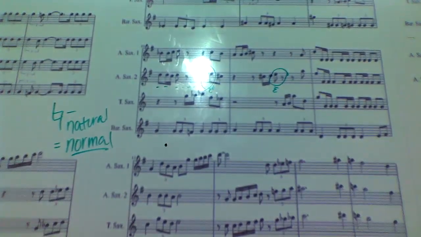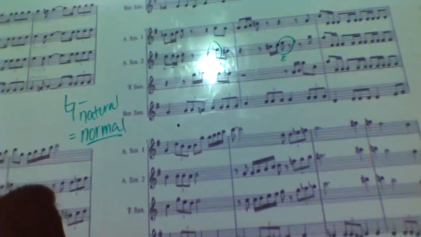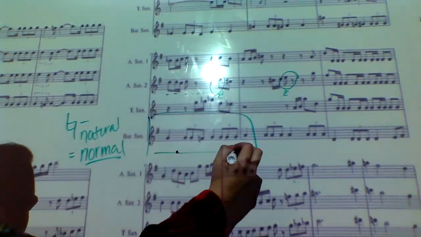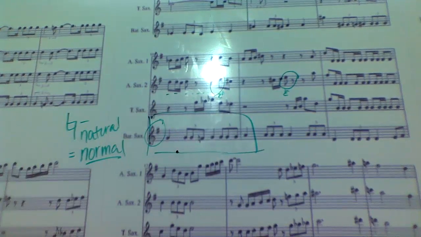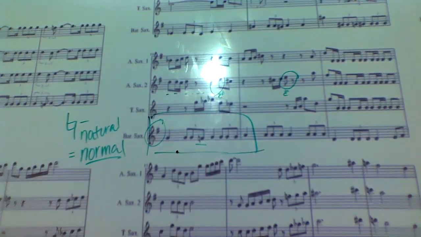I'm going to take a moment and find one more spot. Let's find a natural symbol. We don't see those as much. Ooh, check out the bari sax line right here. We know that the key signature told us to play all Fs as F sharp, but right here, this natural symbol is going to cancel out F sharp, and you're going to play F natural instead. That is another use of an accidental.